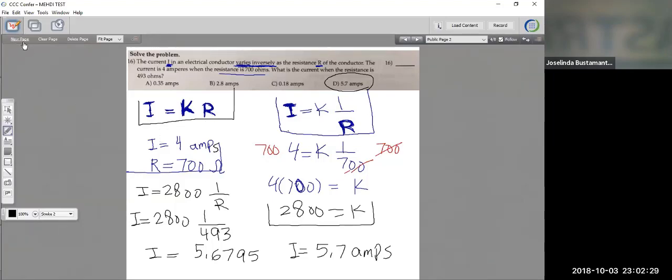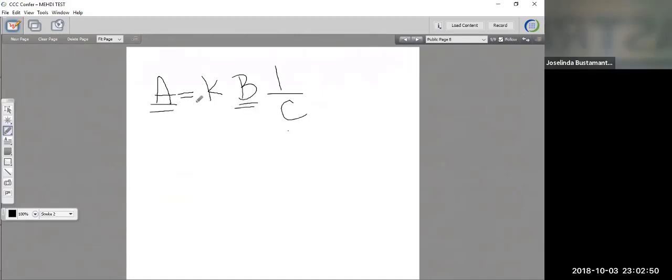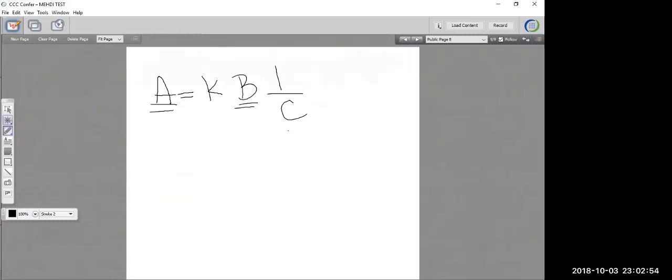So if I say A varies, let's say, directly with B, but inversely at the same time with C, this is how you would set that up. So A varies directly with B, inversely with C. So you would write A is equal to K times B times 1 over C.